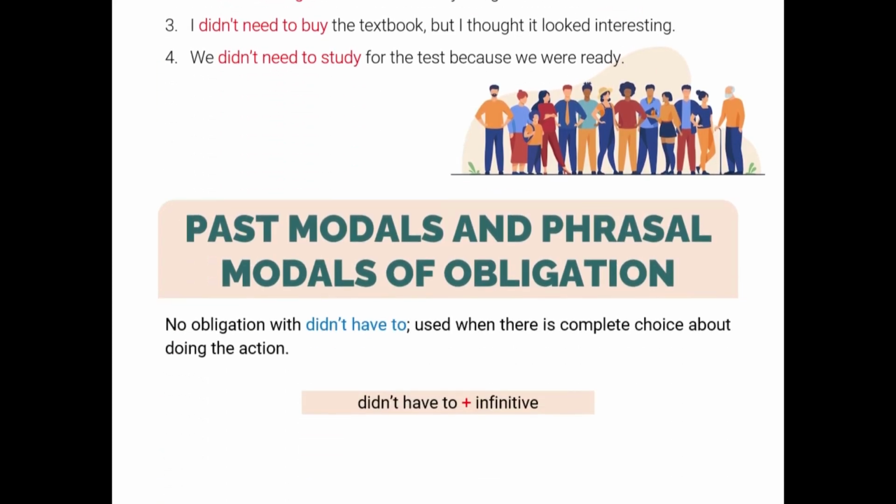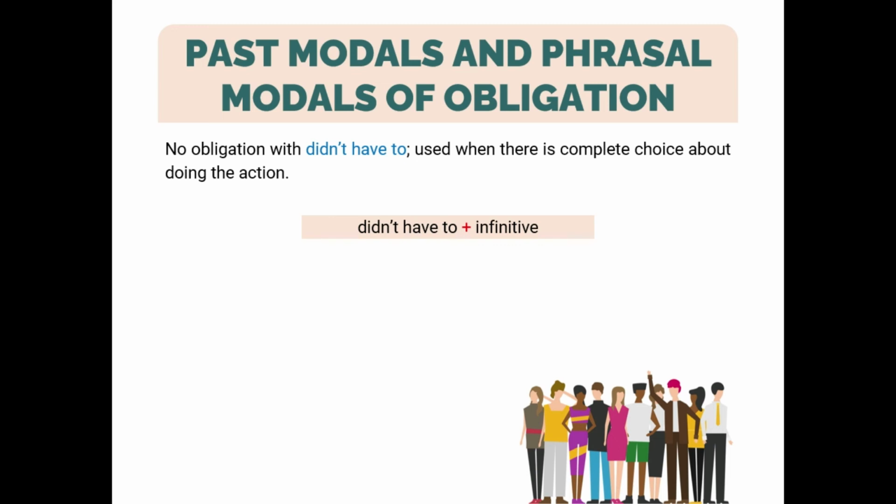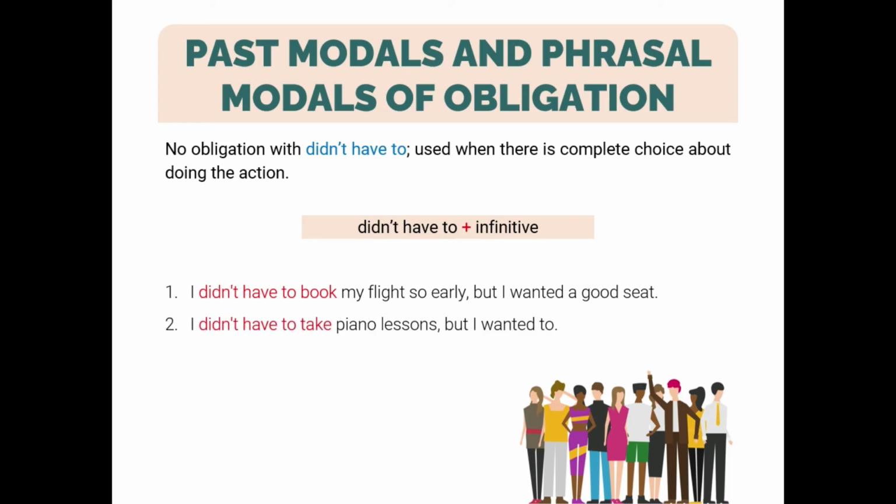Now lastly, no obligation with didn't have to, which is used when there is a complete choice about doing the action, and it is structured as didn't have to plus infinitive. For example, number 1, I didn't have to book my flight so early, but I wanted a good seat. Number 2, I didn't have to take piano lessons, but I wanted to.